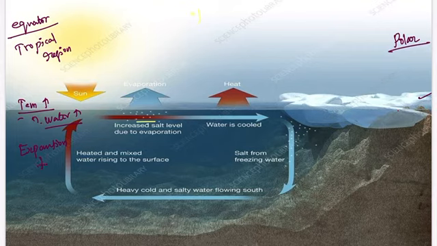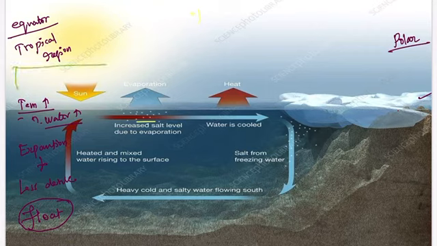Thus, the ocean water becomes less dense and it tends to float. Right? So, near the equator, the ocean water tends to float, right? Okay. So here in the polar region, temperature is low.